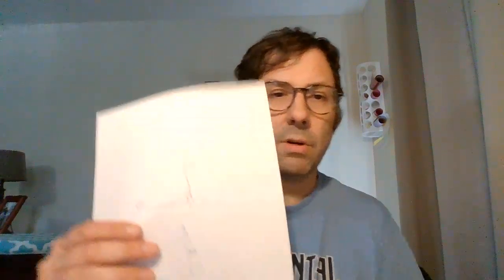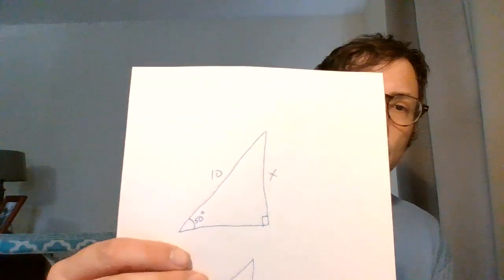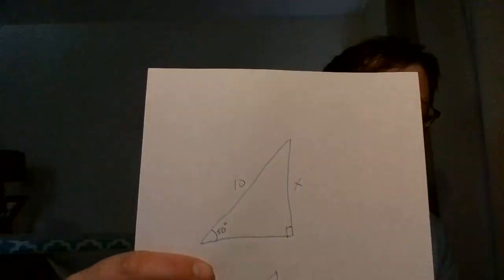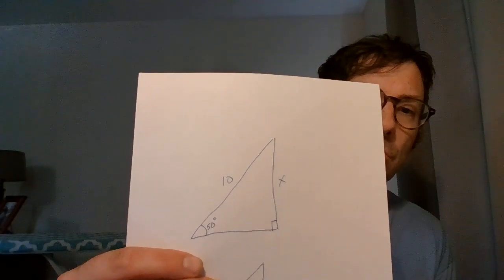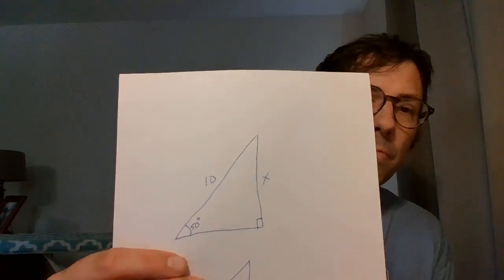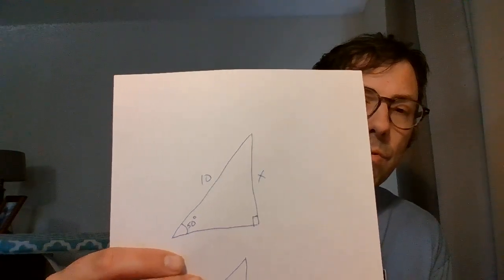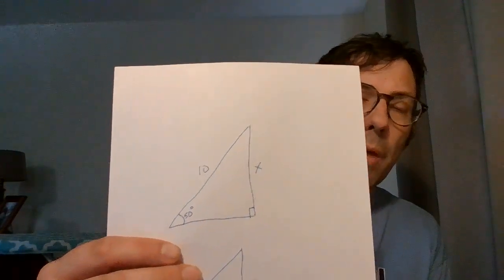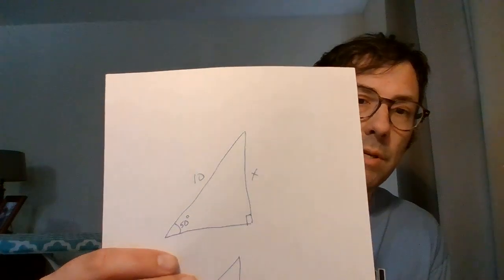We have a first problem that looks similar to this, which is hard to see, but you see an angle inside the triangle is 50. Across from the 50 is an x, and the hypotenuse, which is the long side, is 10. So now we need to know how to solve that.